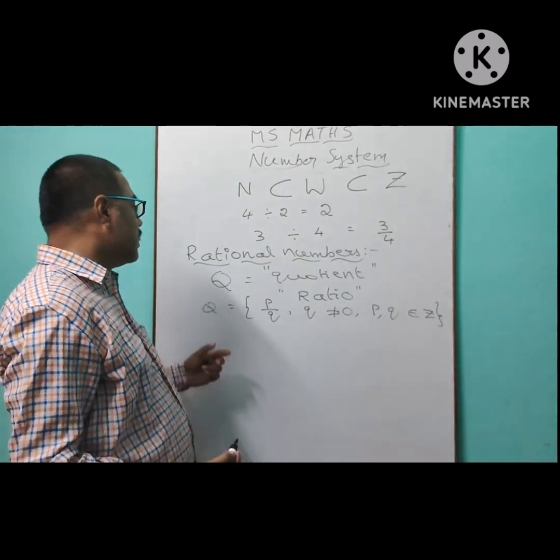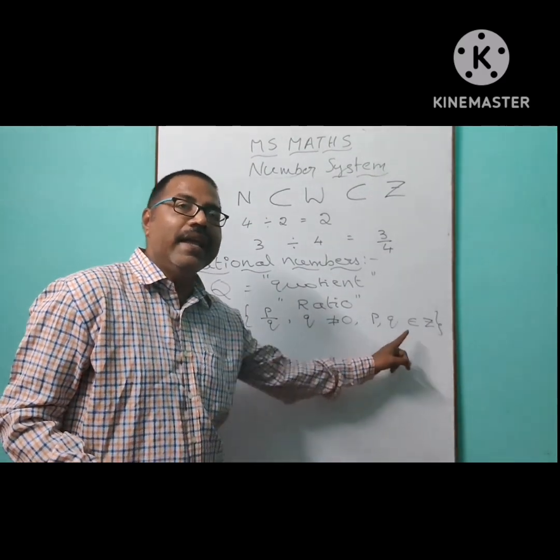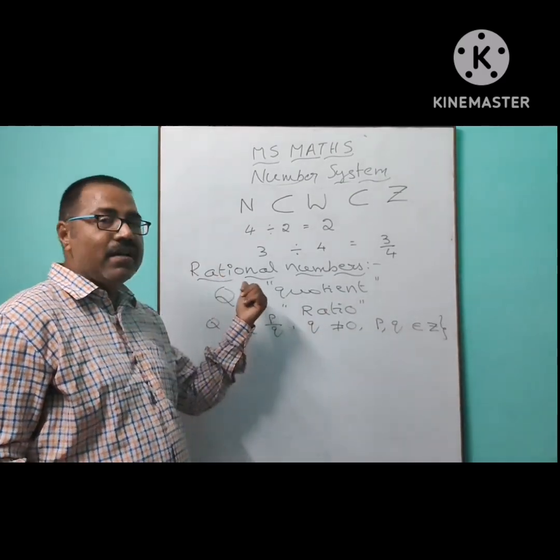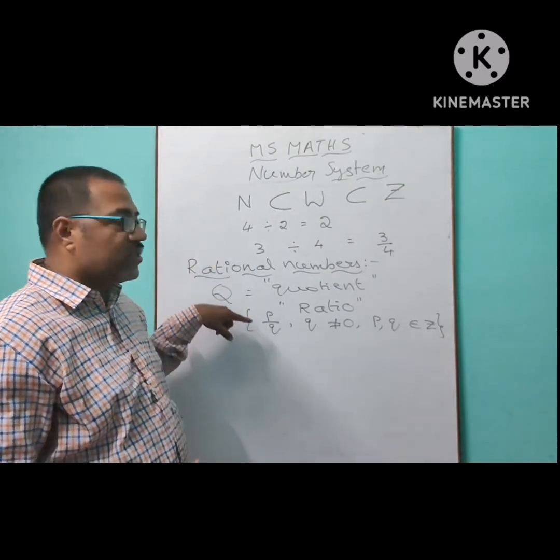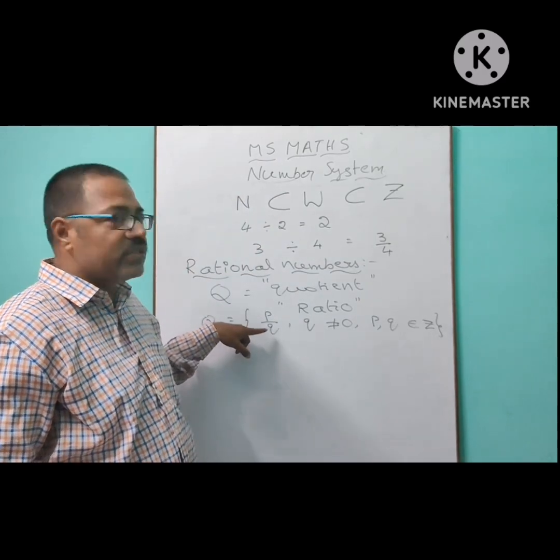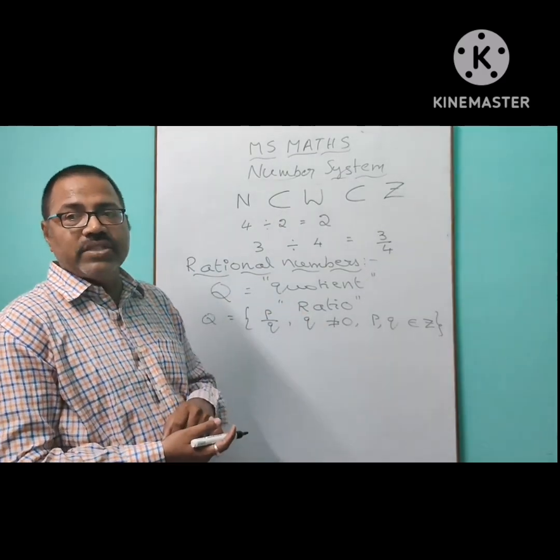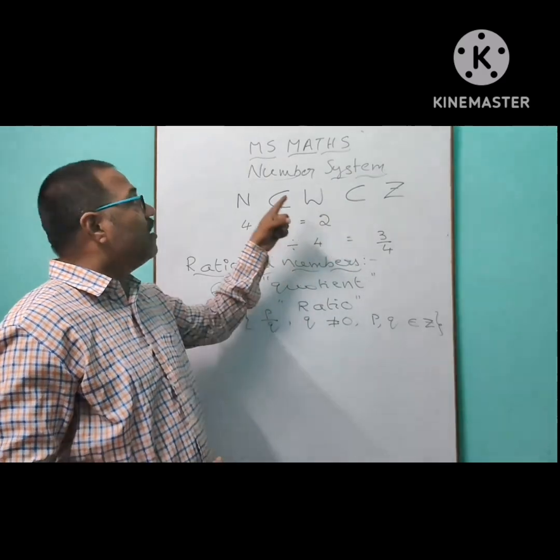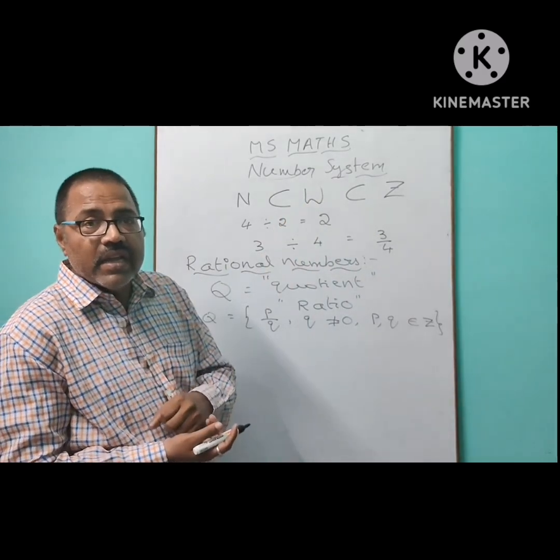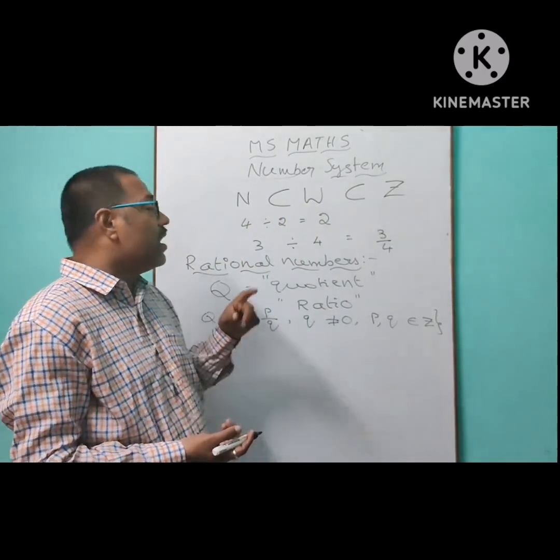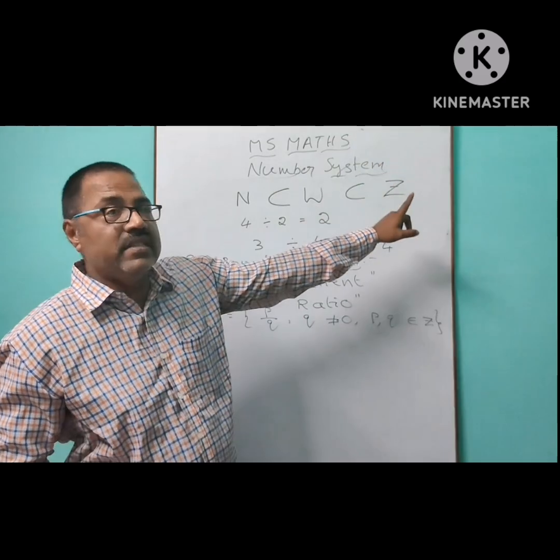So what are rational numbers? A number which is in the form of p by q, where q not equal to 0 and p, q are integers. So we call that collection rational numbers. So every natural number is a rational number, every whole number is a rational number, every integer is a rational number. But every whole number need not be a natural number. Every integer need not be a whole number or a natural number. Every rational number need not be a natural number or whole number or an integer, children.